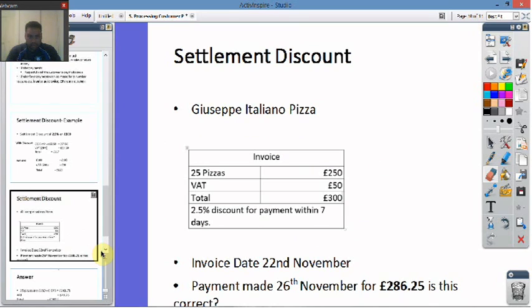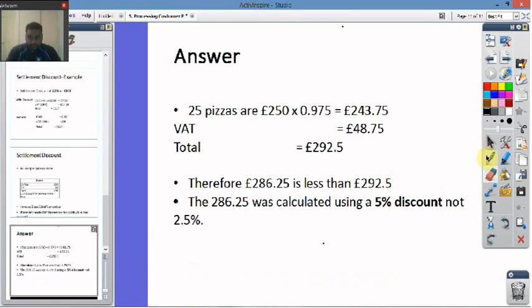So Italiano Giuseppe Pizza offers 2.5% for payment within 7 days. Payment was made for £286.25. Is this correct? Have a go at this, and then we'll have a look at the answer.